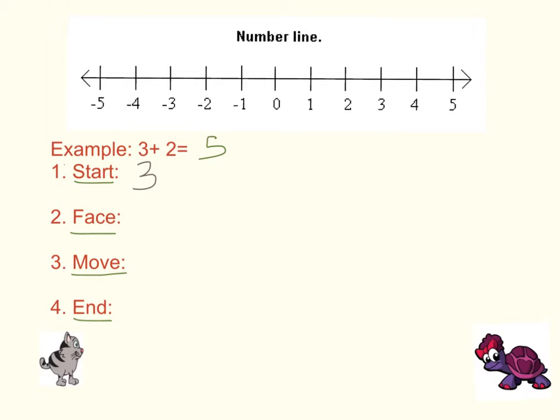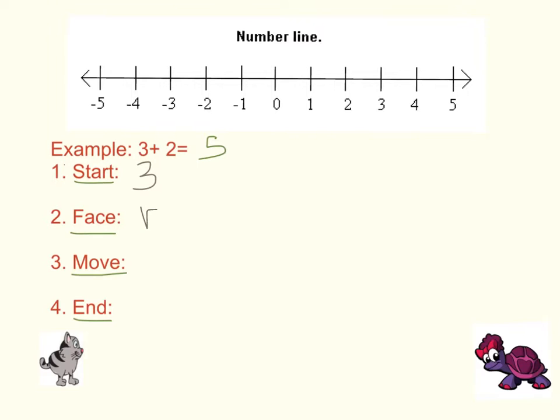So what I'm going to do is I'm going to take one of my characters down here that you see. I see here my cute little turtle and my cute little cat. We're going to use them to walk the number line. So I know we're going to start on 3. But we need to decide which way we're going to face. So if you look at your step 2 rules, we're going to face right because it's an addition problem.